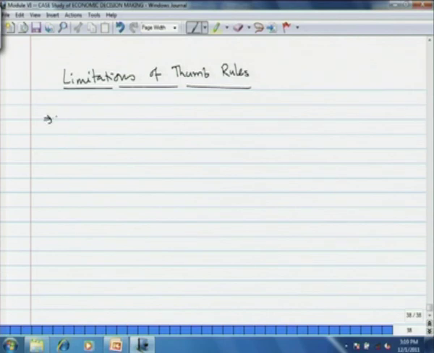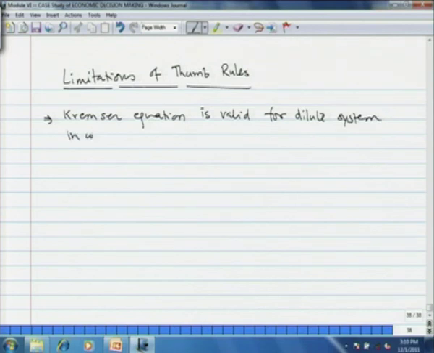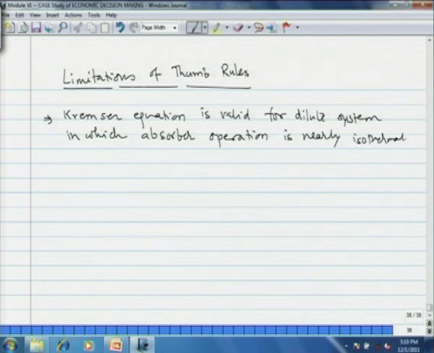I would like to repeat one point that I have stated earlier, that the Kremser equation is valid for a dilute system in which the absorber operation is nearly isothermal. That means a relatively small amount of solute is absorbed in a relatively large amount of solvent, so that the heat of dissolution that is liberated with the absorption of solute does not increase the temperature of the solvent significantly. Okay. This is possible only when the amount of solute that is dissolving is small.